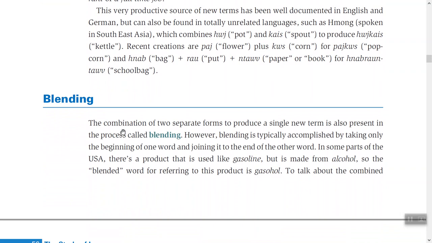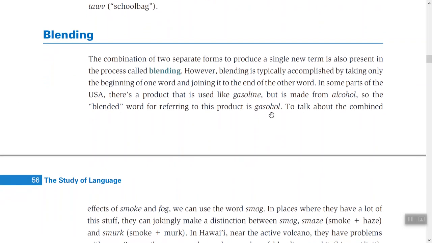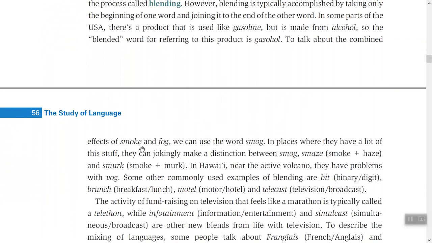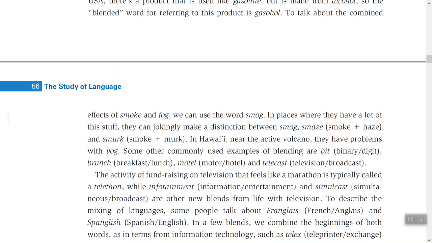Blending, another process. Blending, the combination of two separate forms to produce a single new term. Okay, so we have what blending is typically accompanied by taking only the beginning of one word and joining it to the end of the other word. This is the definition of blending. For example, the word gasohol is made from alcohol plus gas, blended. Another example, it's easy. For example, we have smoke and fog, blend. We take the first part and here the last part. So it's smog. For example, we said the weather is smoggy. It's foggy because of smoke. So this is blending.